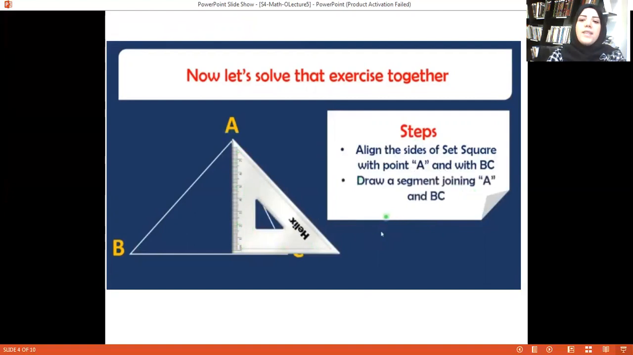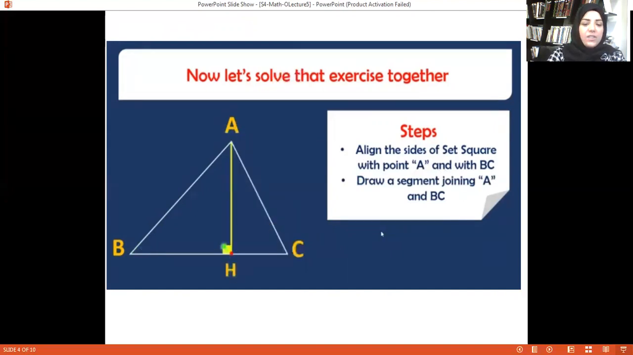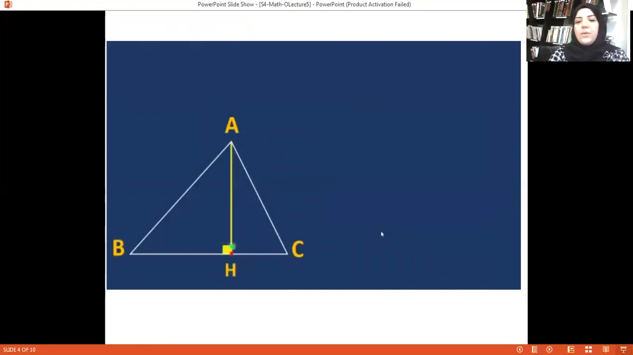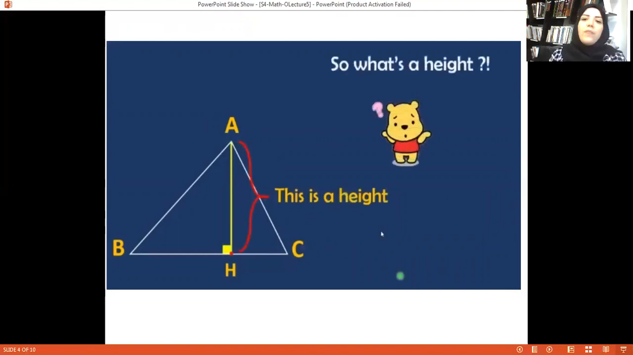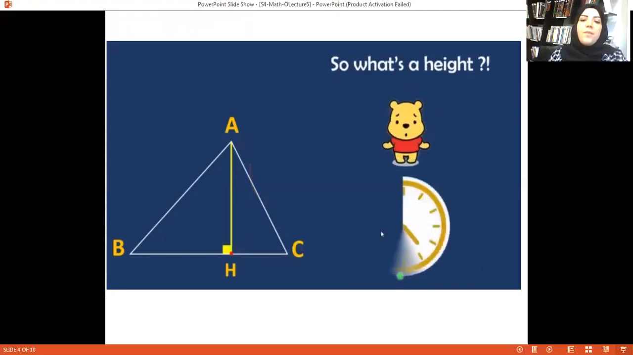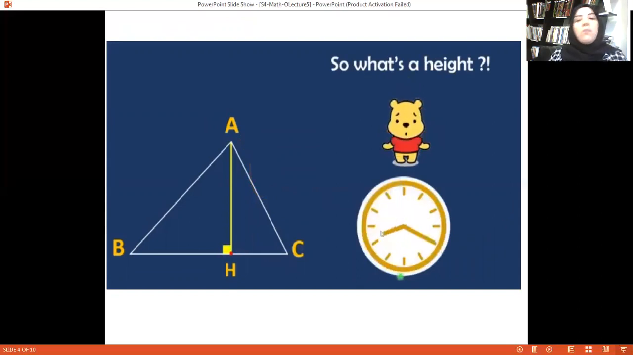Okay, so we draw a segment joining A with BC as you see. So this is the height. This is our first height, AH. The same steps should be done for the others, because we can draw three heights, one from A, one from B, and one from C. So what's the height? It's the distance from the vertex to the opposite side of this vertex, which is BC, right?